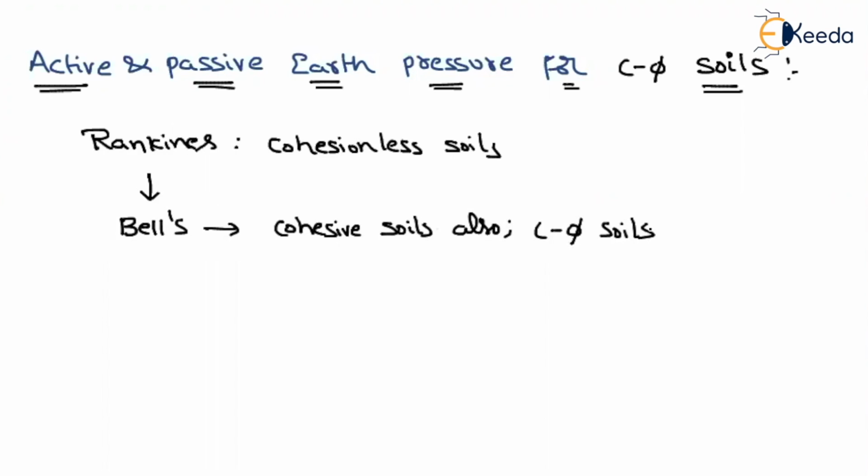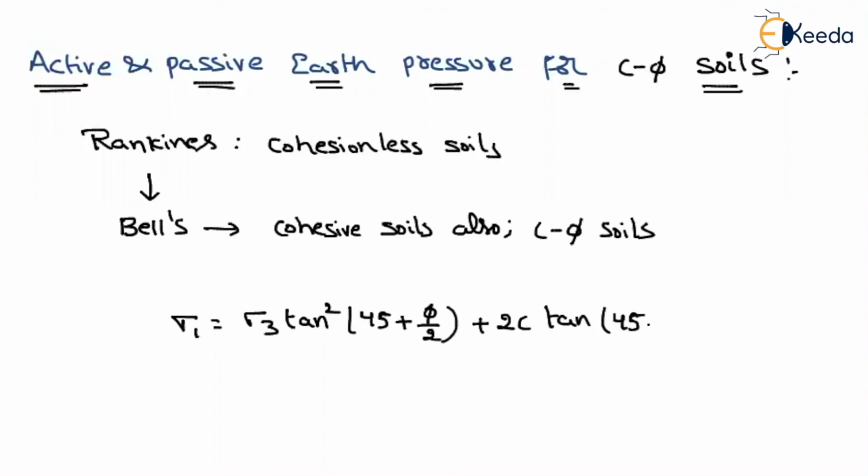For that, let us first recall the relationship between major and minor principal stress. Sigma 1 equals sigma 3 into tan square of (45 plus phi by 2) plus 2 times c into tan of (45 plus phi by 2). First, let us discuss the active state.